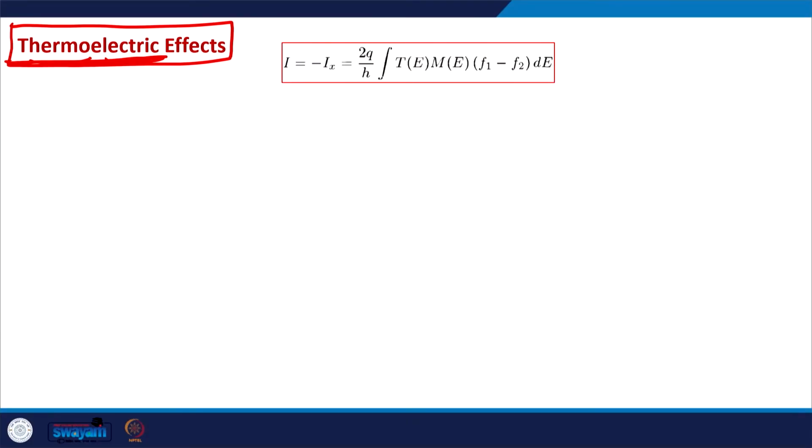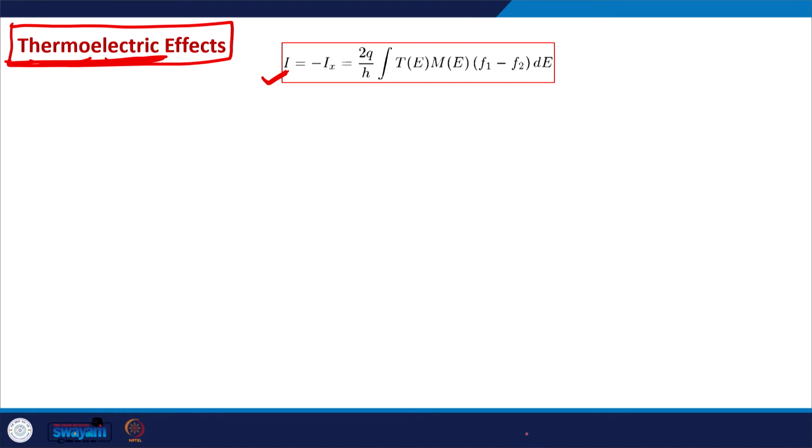We start with our basic equation of current that we derived using the general model of transport. This is a pretty general expression for the current.